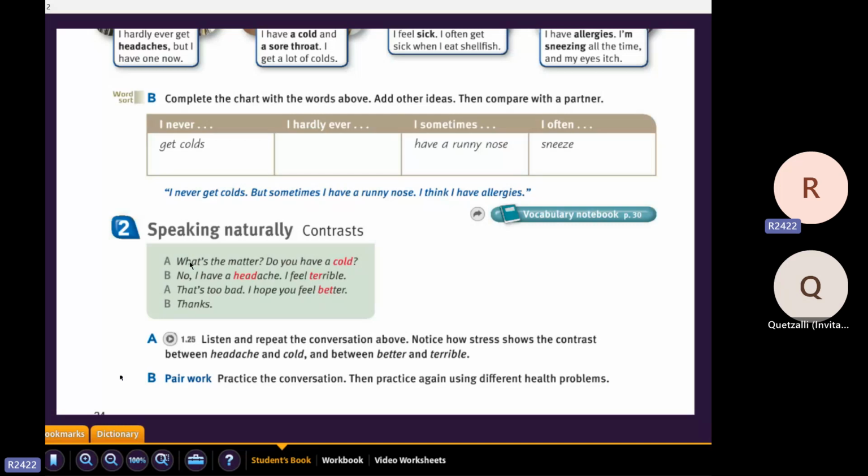So now we have speaking naturally, contrasts. Okay. It's really common when you're talking that you need to make a contrast on a specific word. For example, what's the matter? Do you have a cold? No, I have a headache. I feel terrible. That's too bad. I hope you feel better. Thanks. Okay, we are going to listen and repeat this conversation, okay? So I'm going to share the computer audio. Give me a second.